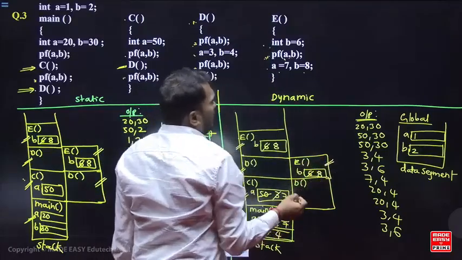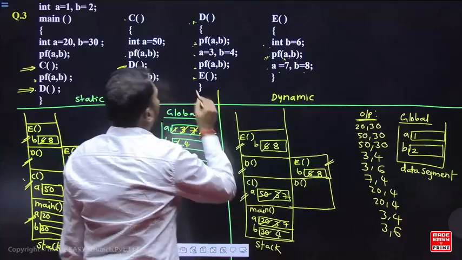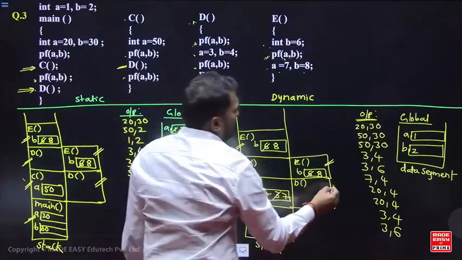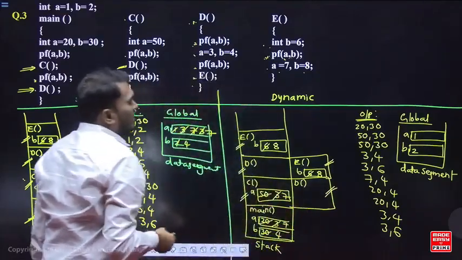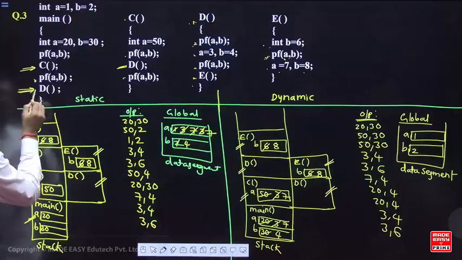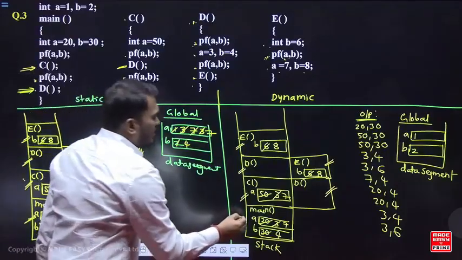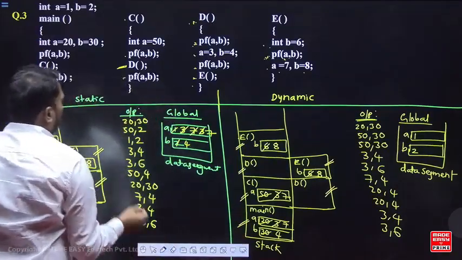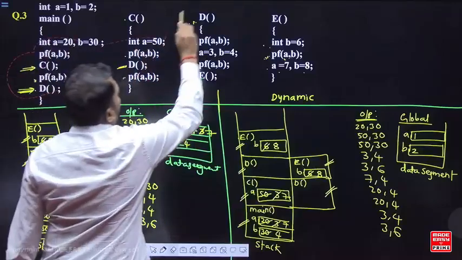So next, function E completed. So this is deleted. Go back to previous calling, that is D. Now D is also completed, so it is deleted. Go back to previous calling, main. Main also completed, so that is deleted from the stack. So this is how you need to solve.